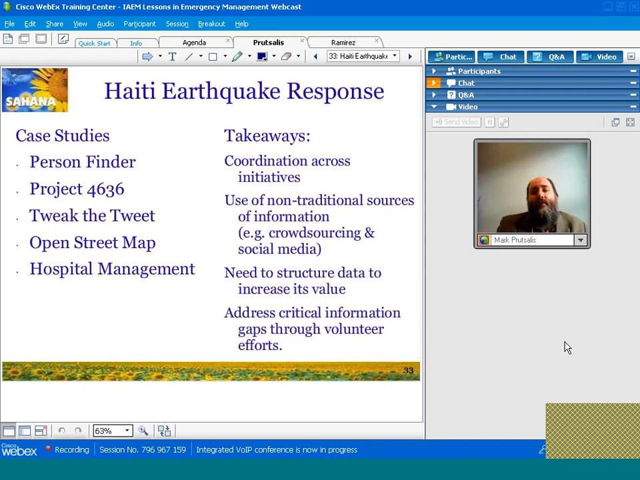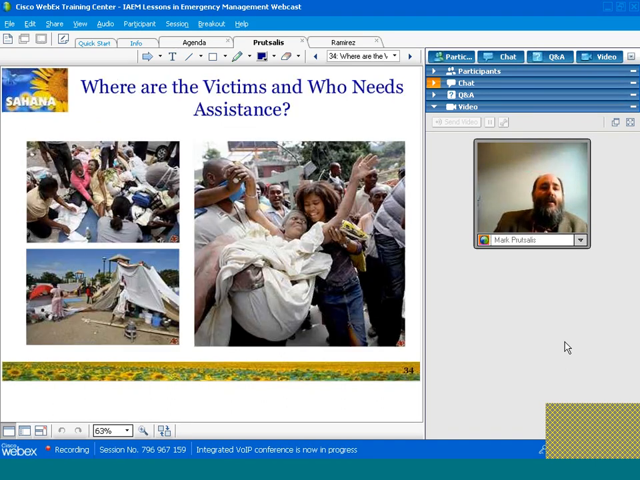And that's really the lesson that came out of Haiti, that there is a way to get this data structured in a short period of time to make it actionable by people who are trying to save lives. And that this type of effort can address critical information gaps that exist through volunteer efforts.